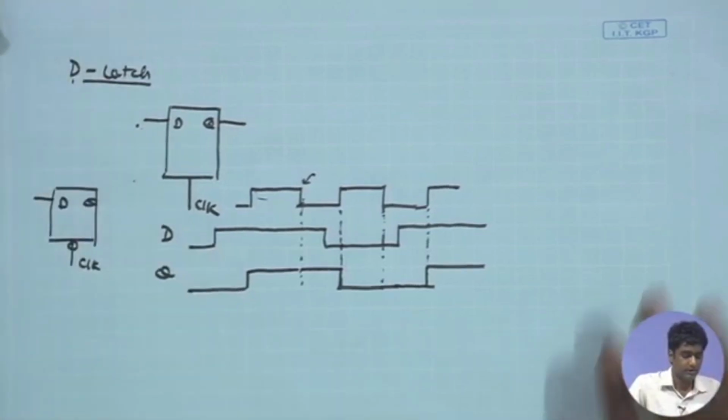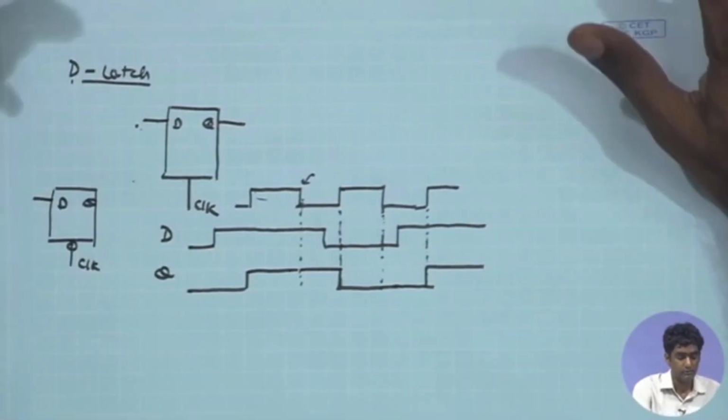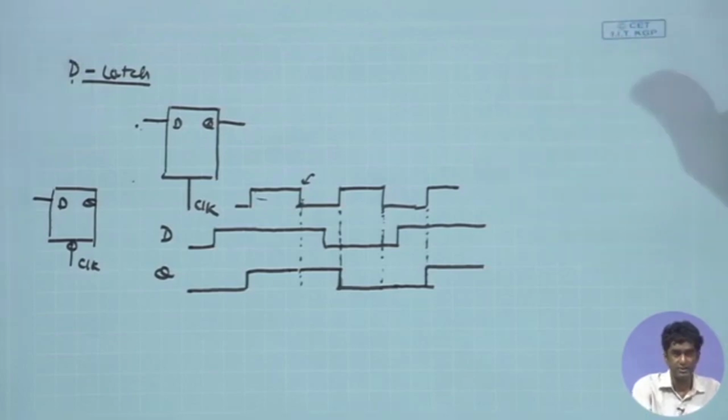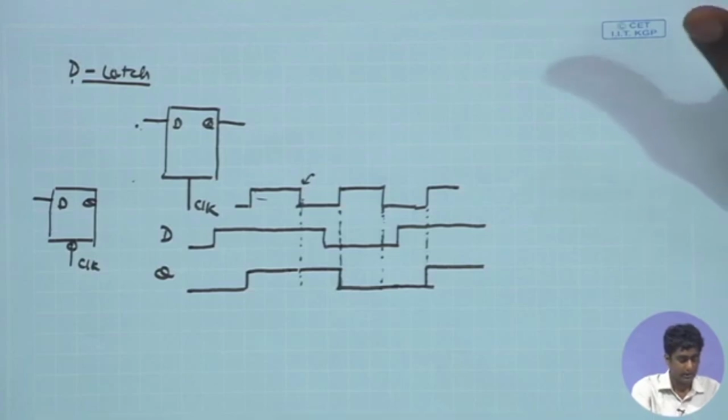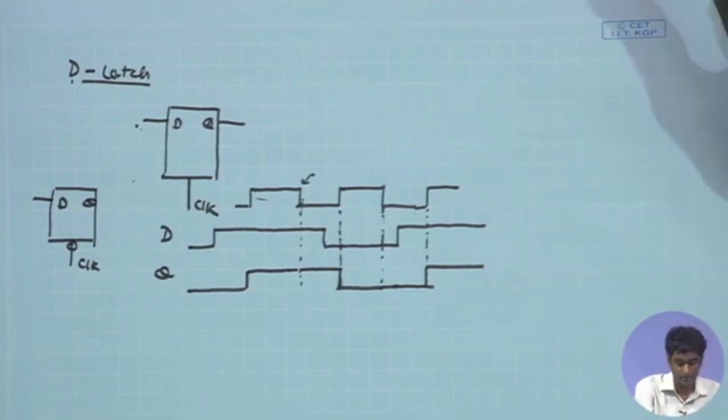Now, the operation that we want for the counter operation, as we have seen, we need an edge triggered operation. It should not be level sensitive, but it should be edge sensitive. So, the data transitions should take place only at the edges of the clock, either the positive edge of the clock or the negative edge of the clock.